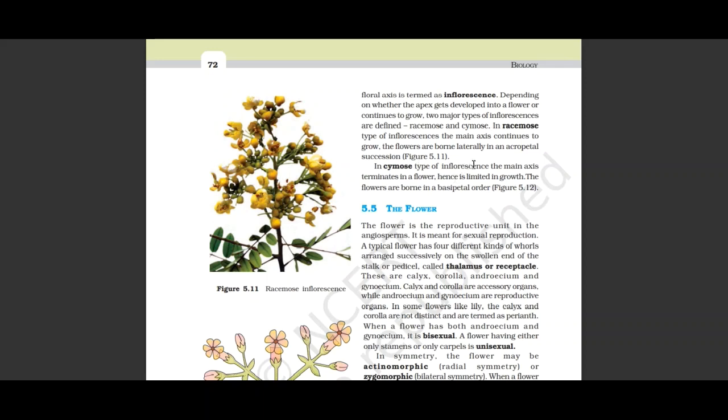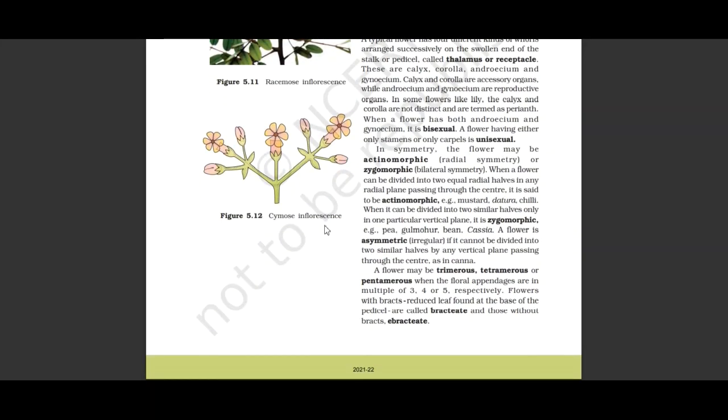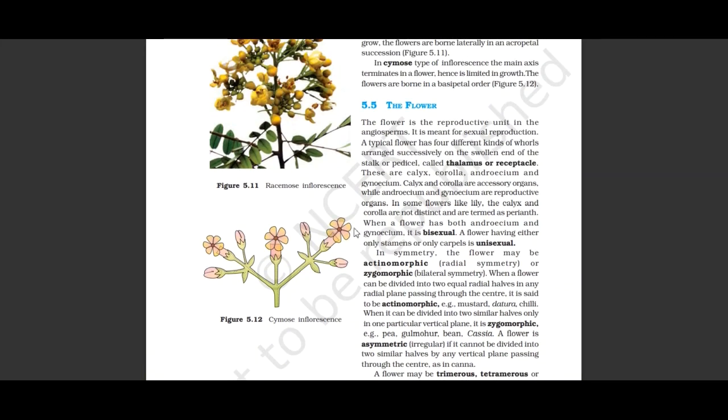Let us see the cymose type of inflorescence. The main axis terminates in a flower and is limited in growth. The flowers are borne in a basipetal order. In racemose, flowers are borne in acropetal manner, while in cymose, the flowers are borne in basipetal manner. You have to remember these things. Here they have mentioned the picture of cymose inflorescence.